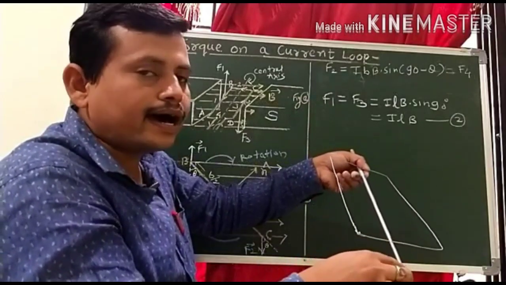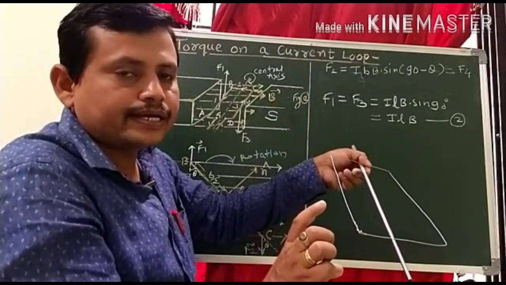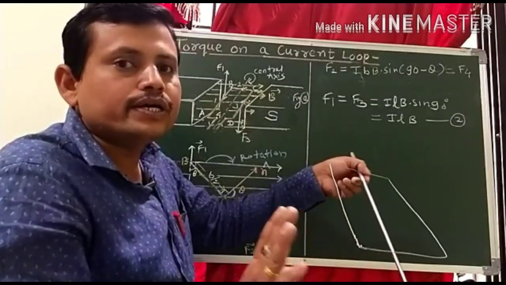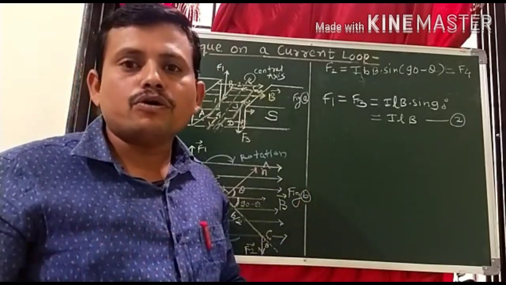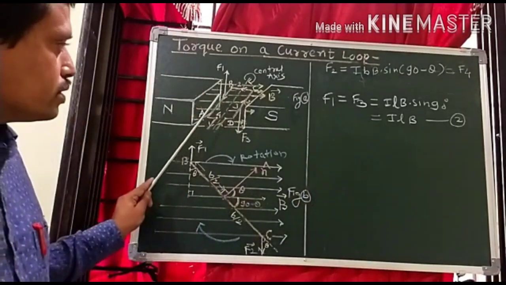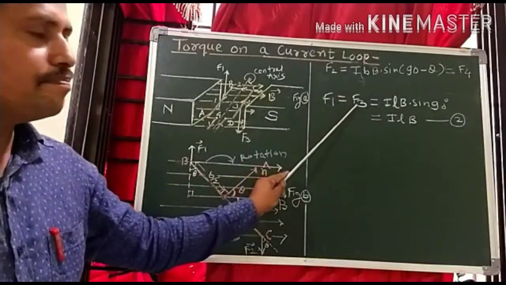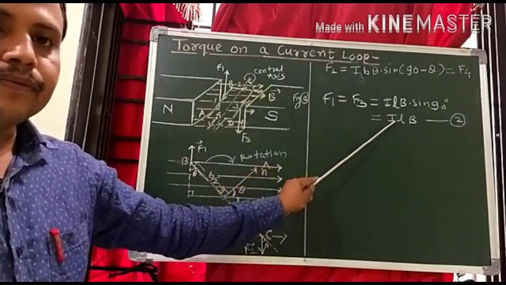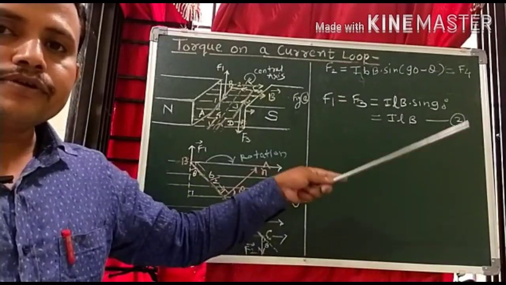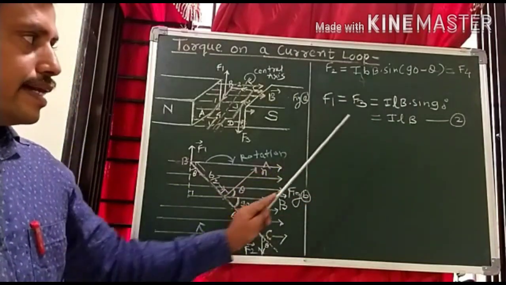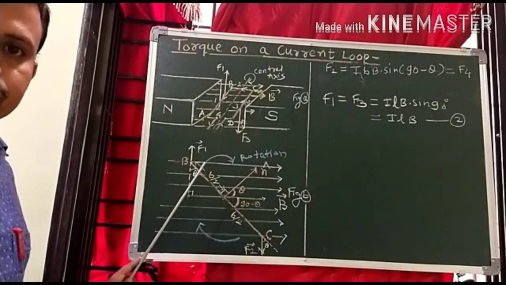And as they are along the same line, they are collinear, and therefore they will cancel each other. They will not produce torque. The magnitude of the forces acting on the sides AB and CD, that is F1 and F3, will remain the same, that is ILB, given by equation 2 we have calculated in the previous situation. That magnitude will remain the same in all rotated positions.